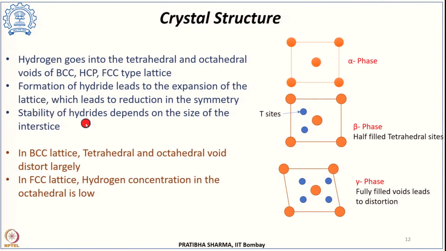Thereafter, the stability of these hydrides also depends upon the size of these interstitials. Now in the BCC lattice, the tetrahedral and octahedral voids get distorted largely, and in FCC the hydrogen concentration in the octahedral sites is comparatively lower. So in the alpha phase, where it forms a sort of solid solution, as it starts to form hydride it enters into the tetrahedral sites, which are half filled here. In another phase these are fully filled voids, and that leads to significant distortion of the lattice.